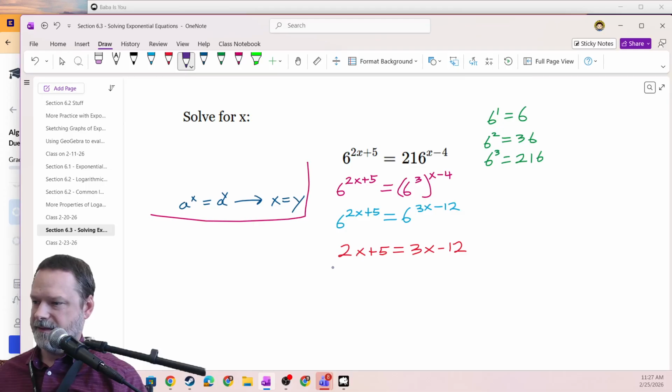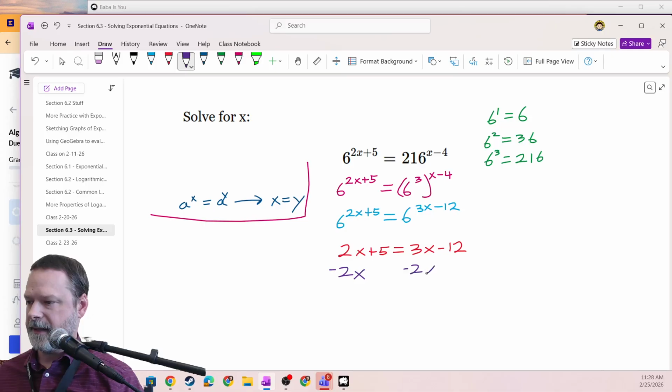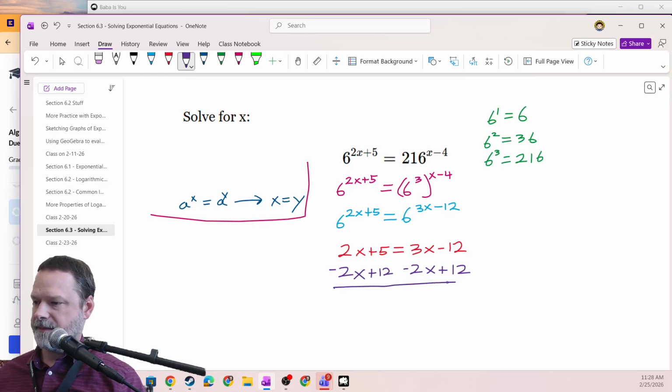All right, so let's see. I want to get all my x's on one side. I think I'm going to just get rid of my x's on the left, so that I only have x's on one side. So let's subtract 2x. Whatever I do to one side, I do to the other. I also want to get rid of the numbers on the right side, so I'll add 12 to both sides. Do it all in one step, as I like to do.